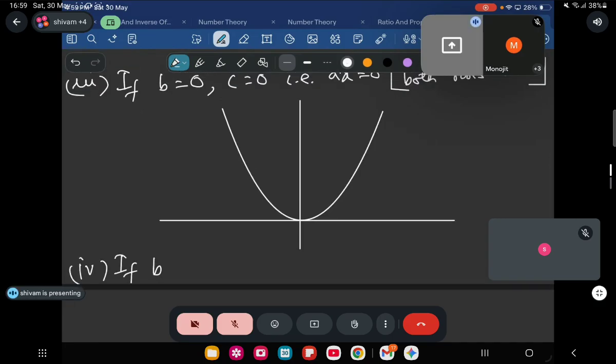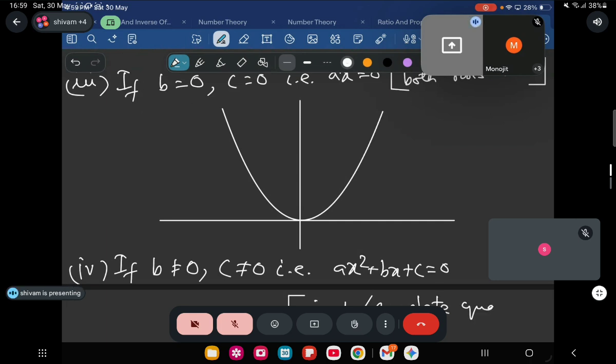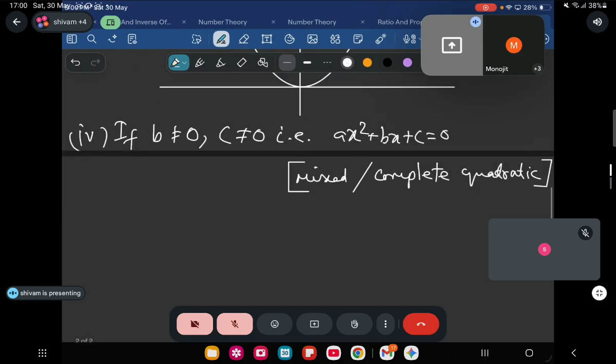If b is not equal to 0 and c is not equal to 0, that is ax square plus bx plus c equal to 0, this is known as a mixed or complete quadratic. Because over here everything is present: linear, constant, everything is present to us. Complete quadratic. Are you getting it, Satyaki, Rishabh? Are people getting it? Yes, sir. Sir, can you move a little up?